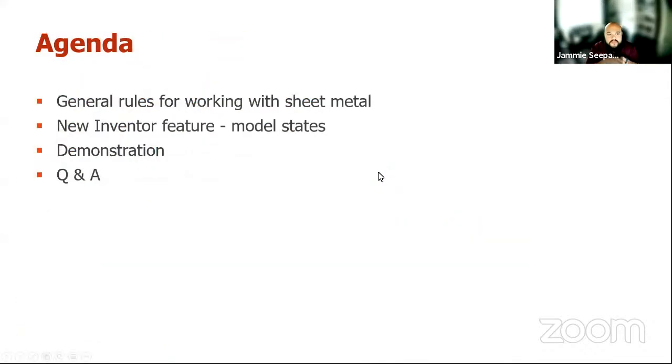All right, so for the agenda, we're going to talk a little bit about the general rules working with sheet metal, things to look out for when you're designing. We're going to talk about the new feature in Inventor 22, which is model states. And I'm going to run through a quick demonstration, and then we'll have a Q&A at the end.